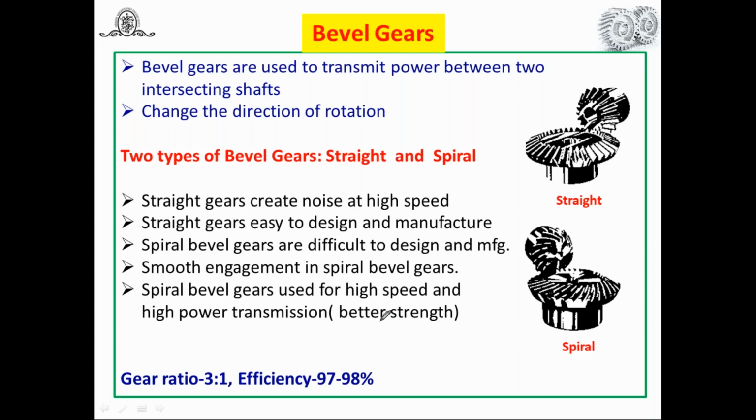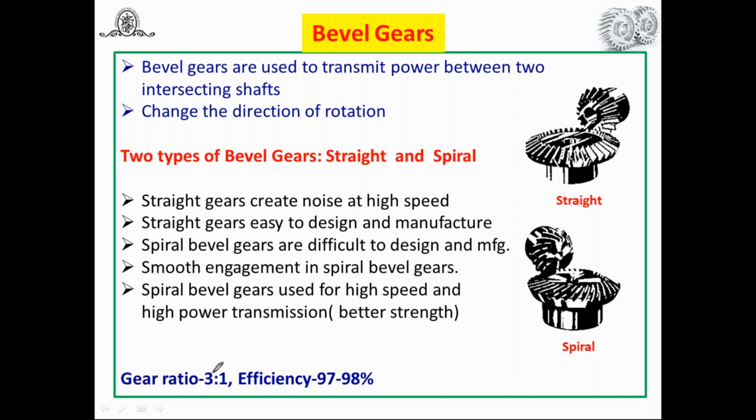These spiral bevel gears are used for high speed and high power transmission because of better strength compared with the straight bevel gear. This is one major advantage. And the second advantage is because of the spiral curvature of the teeth, there is a smooth engagement in the spiral bevel gear, and because of that they can be used for high speed application, and you will get noiseless operation compared with straight gears. These are some of the important points based on which we can compare the straight and spiral bevel gears.